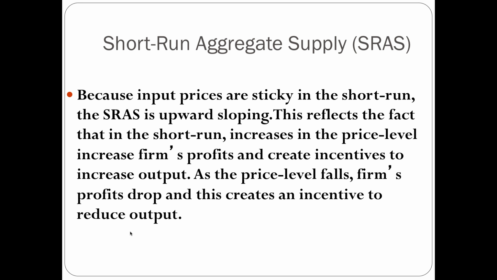So going back to that last sentence, it says, as the price level falls, firms' profits drop, and this creates an incentive to reduce output. Now, all this is going to happen before wages and input prices adjust, and that would happen in the long run.